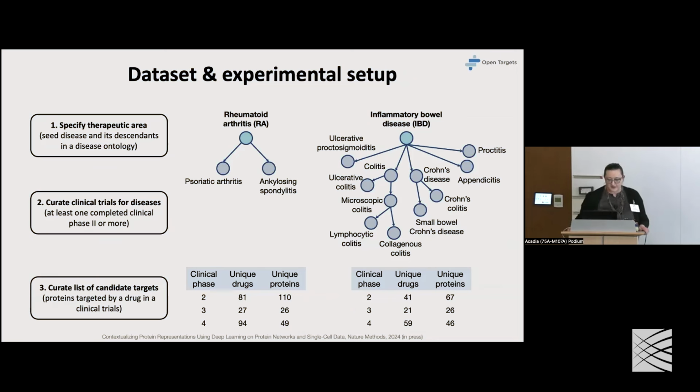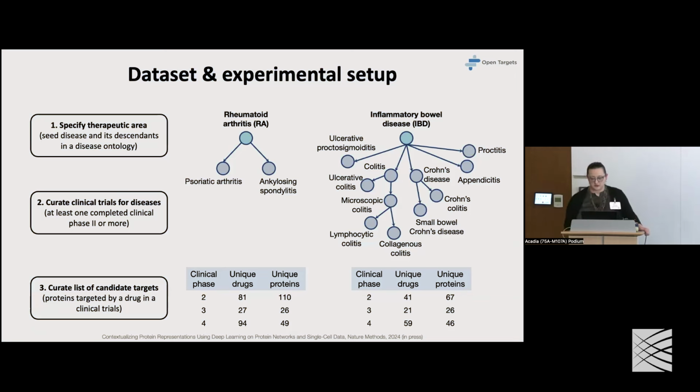So we repeat this process that I just outlined for two therapeutic areas. The first one is rheumatoid arthritis, and the second one is IBD, inflammatory bowel disease. For each of these two therapeutic areas, we look at a set of diseases that would naturally fit under that therapeutic area, and then curate a set of clinical trials for each of those diseases, and look at the drugs that are being investigated and their candidate mechanisms of action. And then this gives us a set of positive and negative training examples that we use to fine-tune pre-trained Pinnacle embeddings.